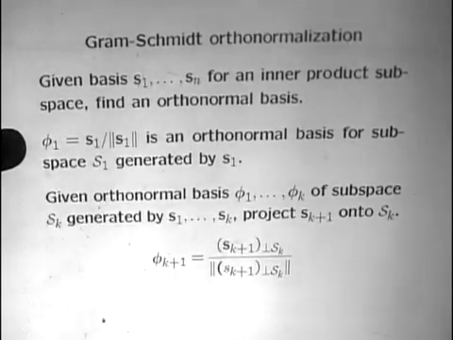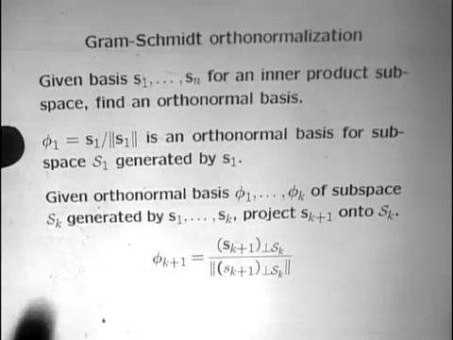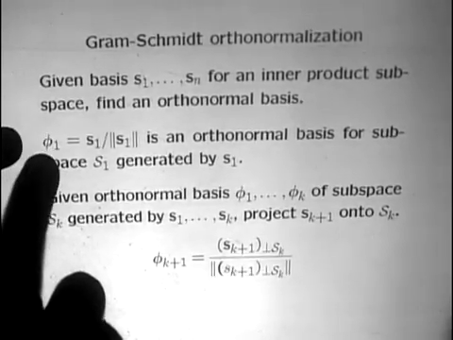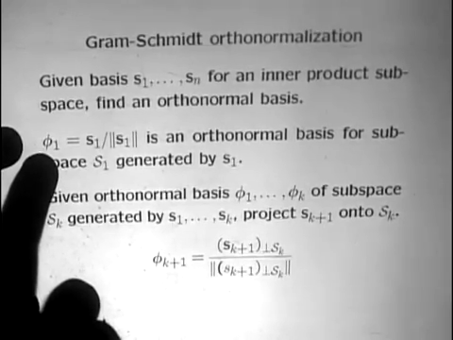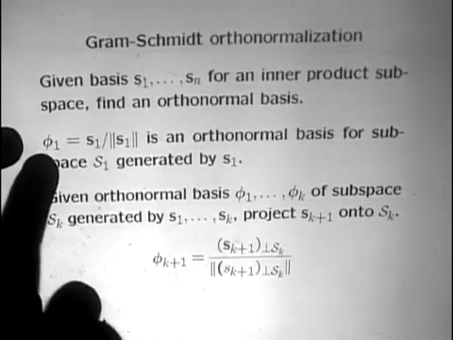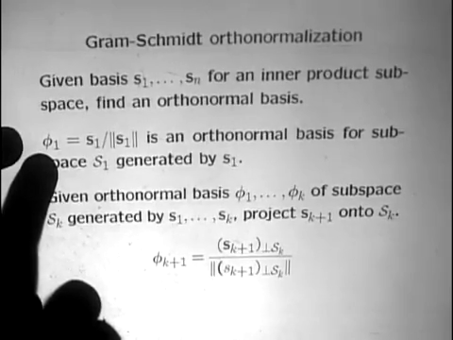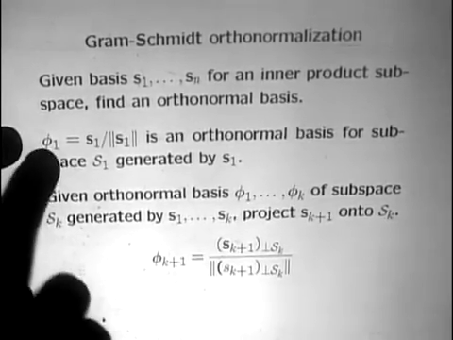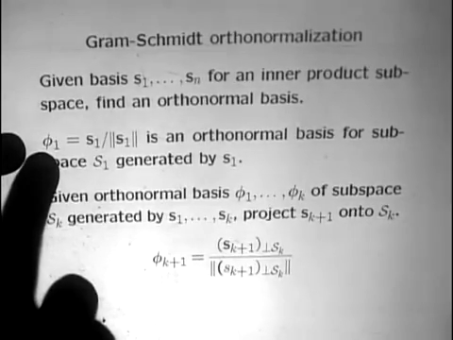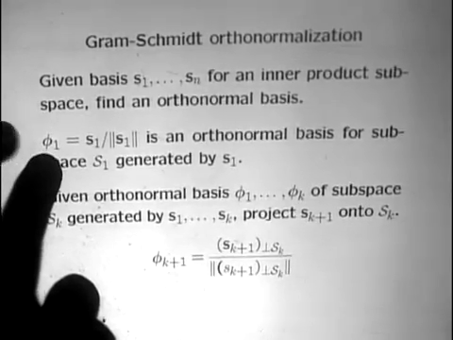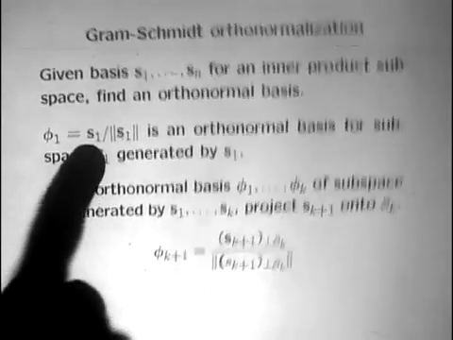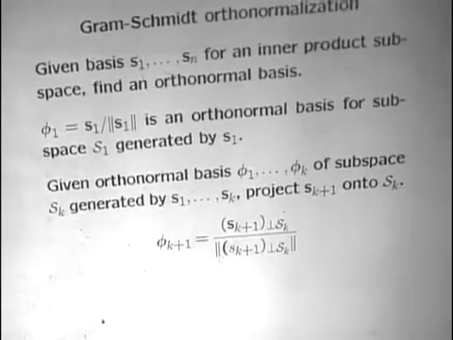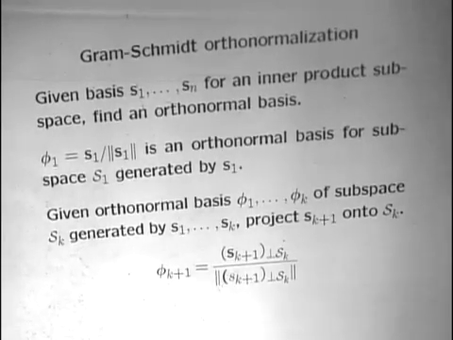First thing I do is I start out with S1. I find the normalized version of S1. I call that phi1. So phi1 is now an orthonormal basis for the subspace whose basis is just phi1 itself. But phi1 is the basis for the subspace of all linear combinations of S1. Okay? So it's just a straight line in space.